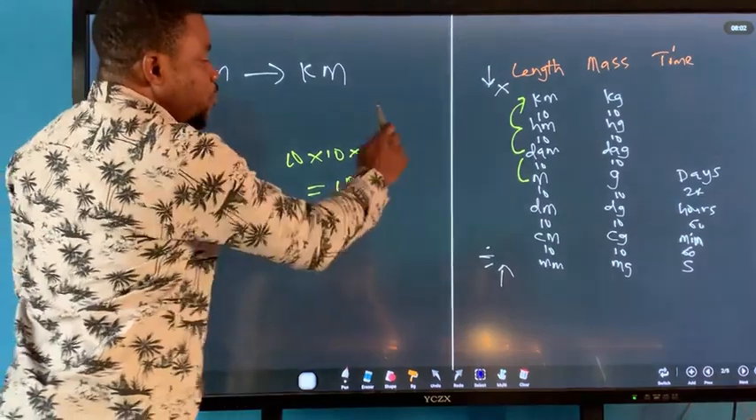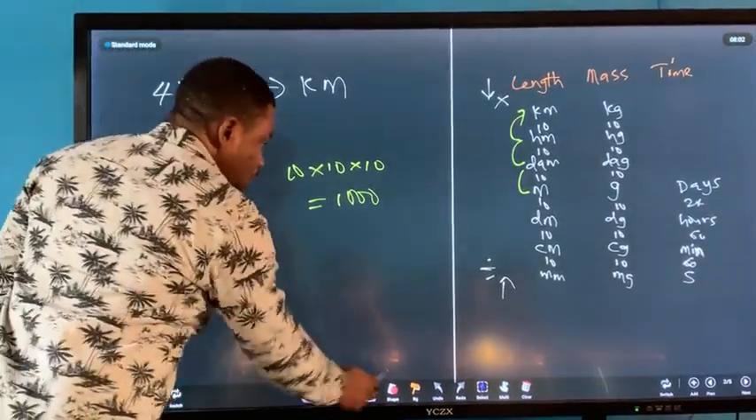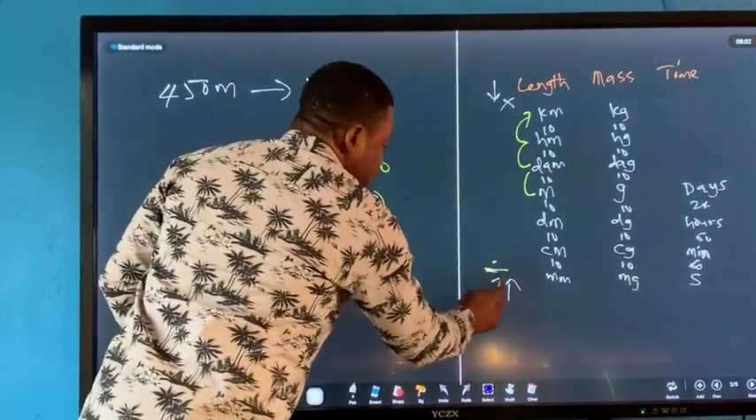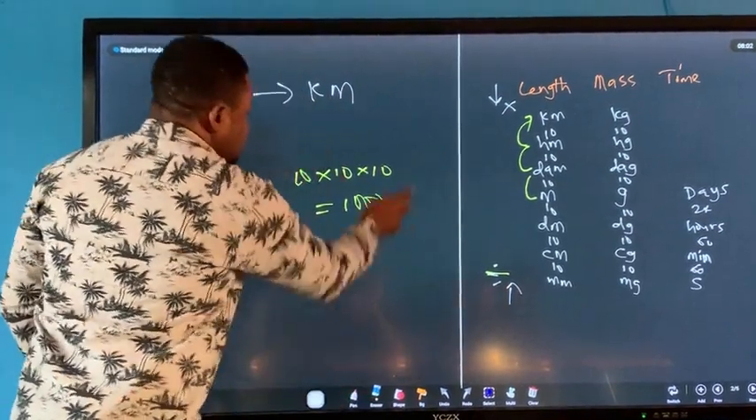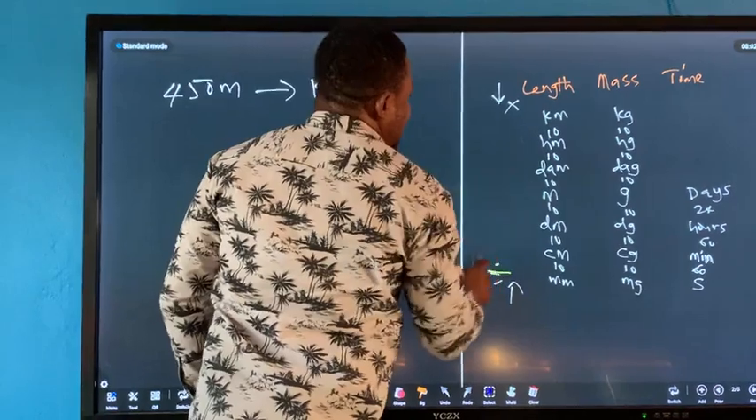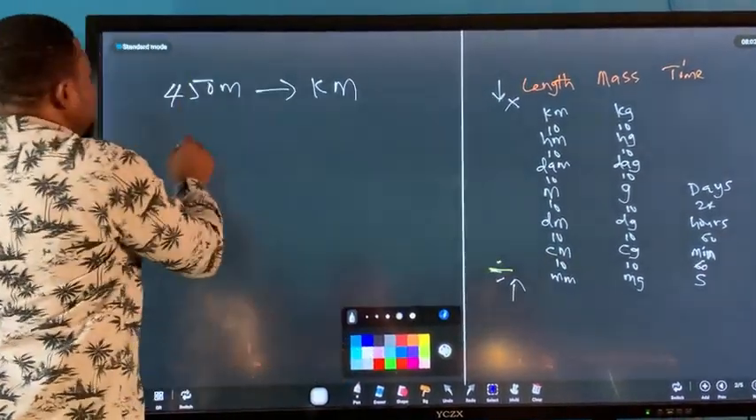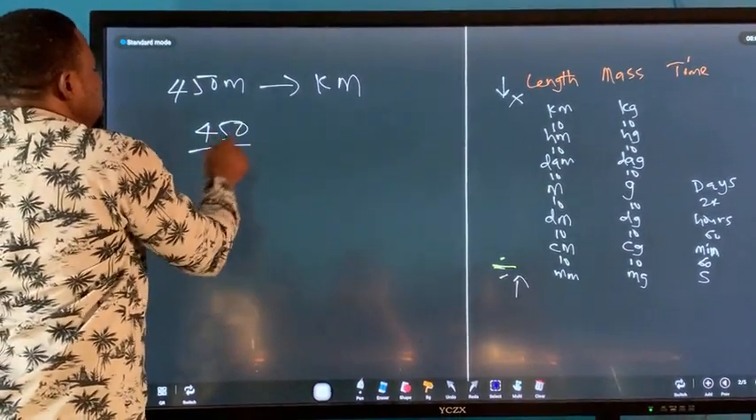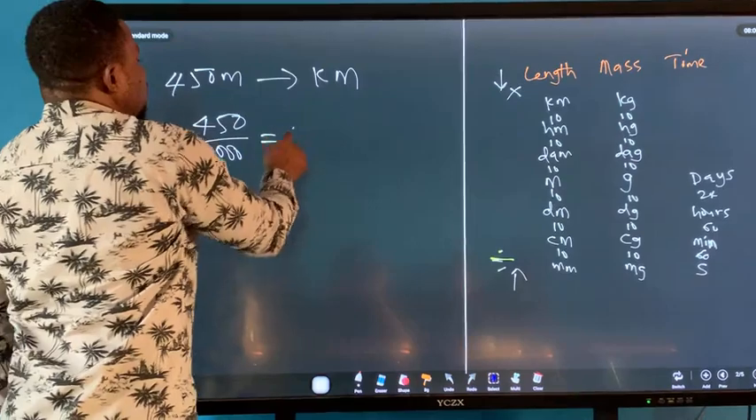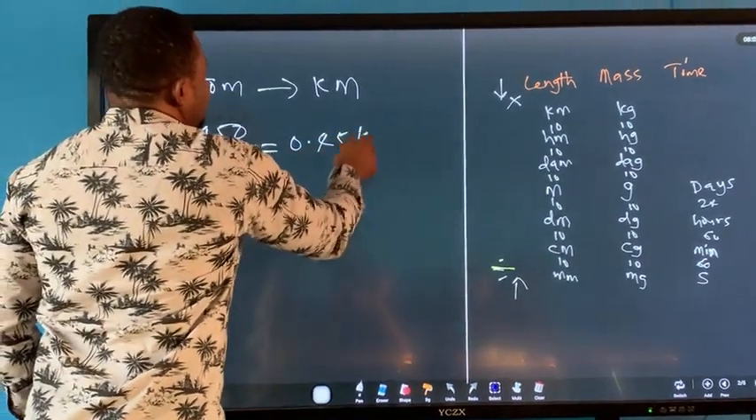So, I'm going up. So, what do I do? I'll divide. I'm going up now, so I divide. Is that right? So, I'll divide by what now? By 1,000. I'm going to have 450 divided by 1,000. So that gives me 0.45 kilometers.